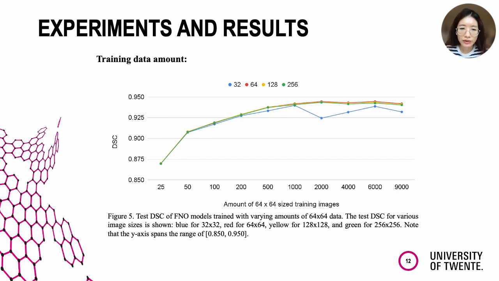Interestingly, the FNO model, even when trained with only 500 images of 64 by 64 pixels, shows the ability to produce acceptable segmentation results. Also, our observations from the figure indicate that FNO models showed relatively stable outcomes when tested on images of equal or larger sizes compared to the training set. So these experiments showed the robustness and effectiveness of FNO models, particularly in scenarios with varying training data quantities and testing image sizes.